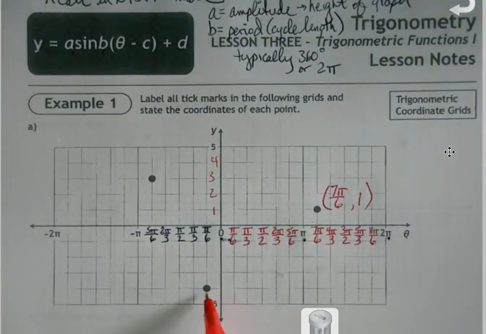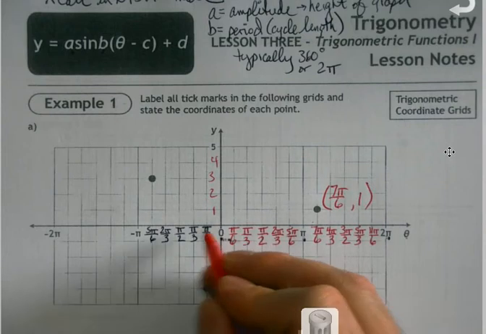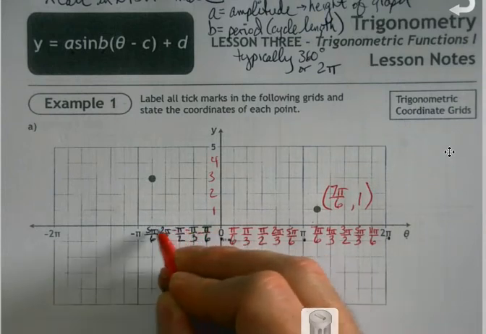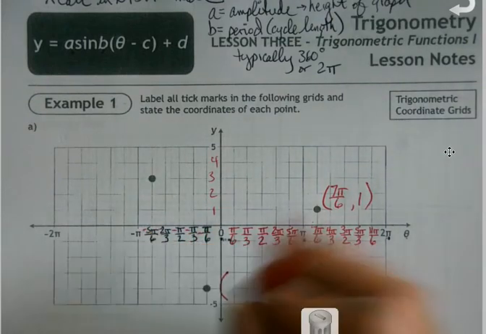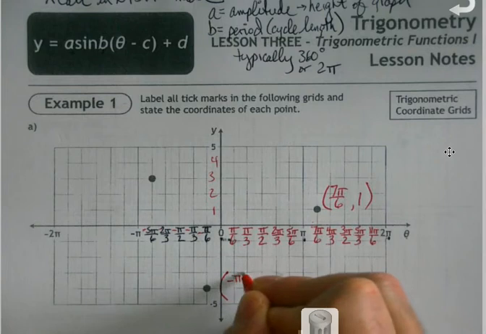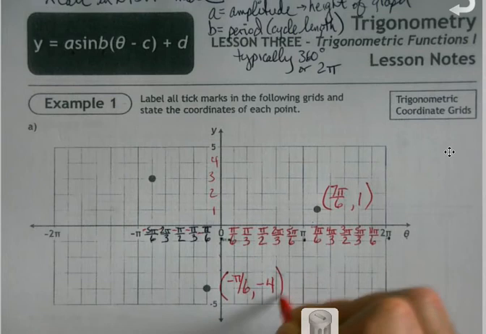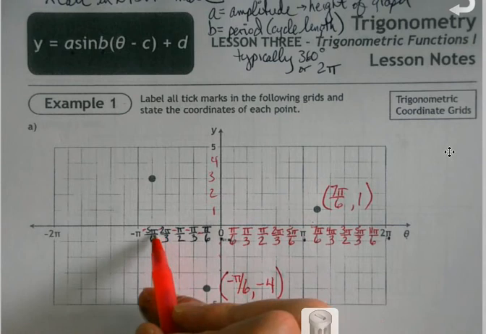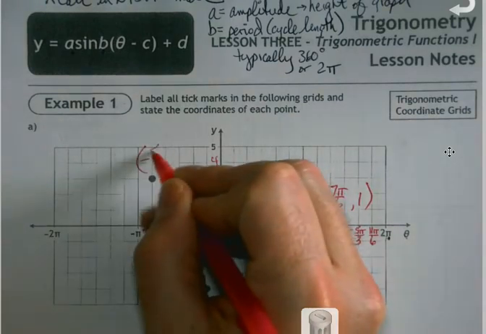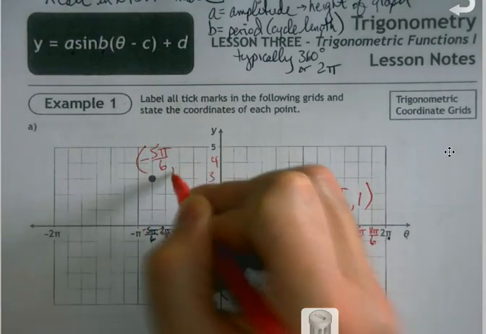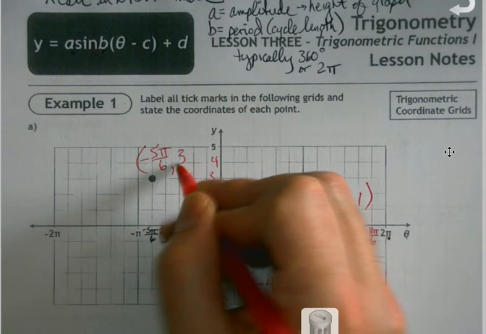Or when I come over to this dot, I'm in the negatives here. I didn't make these negative. Bad me. I got negative pi over 6, negative 1, negative 2, negative 3, negative 4, and label my point. And then my last one, we're at negative 5 pi over 6, and at 3 for our y value.